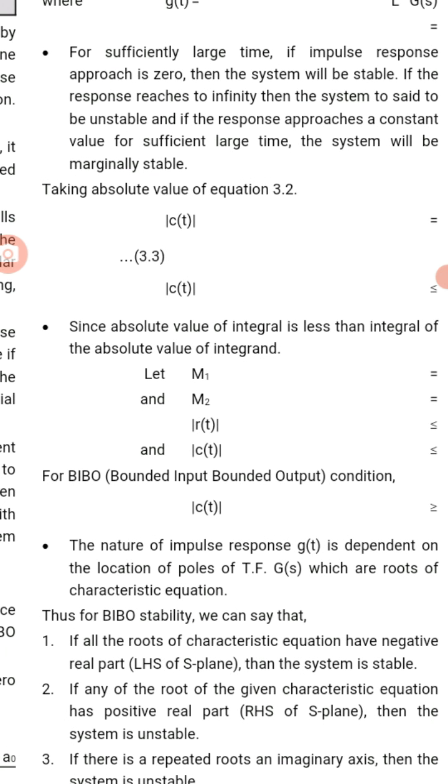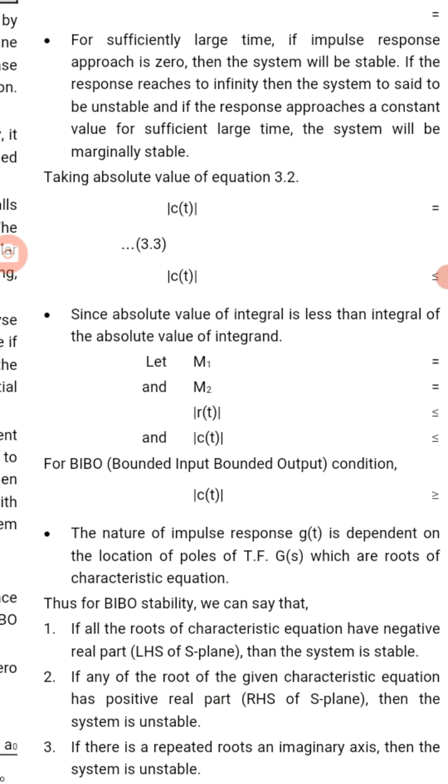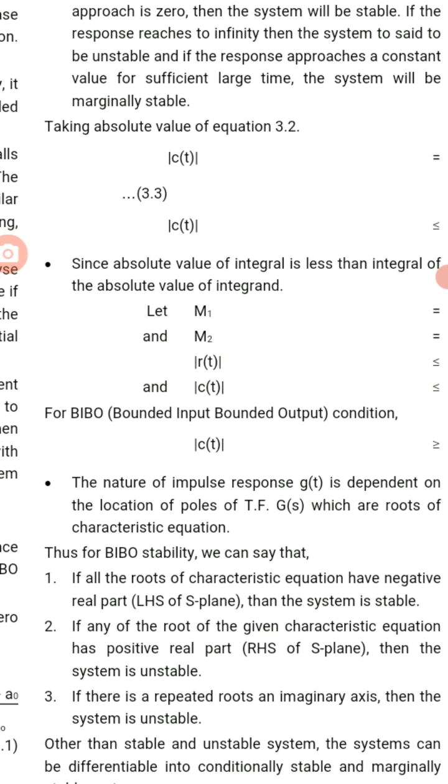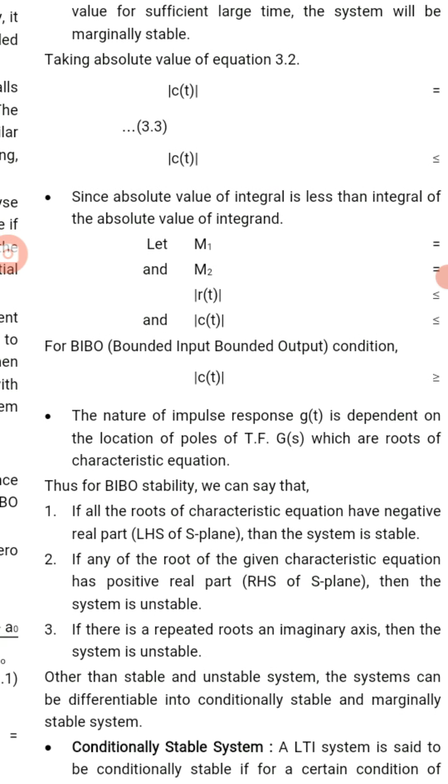For a sufficiently large time, if the impulse response approaches 0, then the system is stable. If the time response reaches infinity after a certain time period, the system is said to be unstable. Keep that in mind.